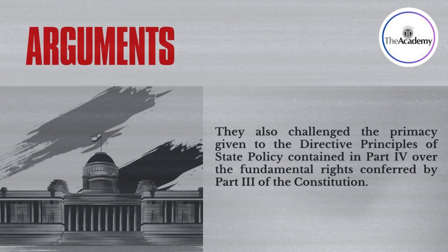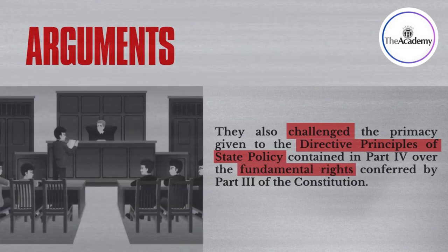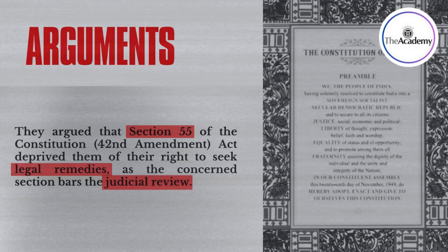They also challenged the primacy given to the directive principles of state policy contained in Part 4 over the fundamental rights conferred by Part 3 of the Constitution. They argued that Section 55 of the Constitution 42nd Amendment Act deprived them of their right to seek legal remedies, as the concerned section bars judicial review.